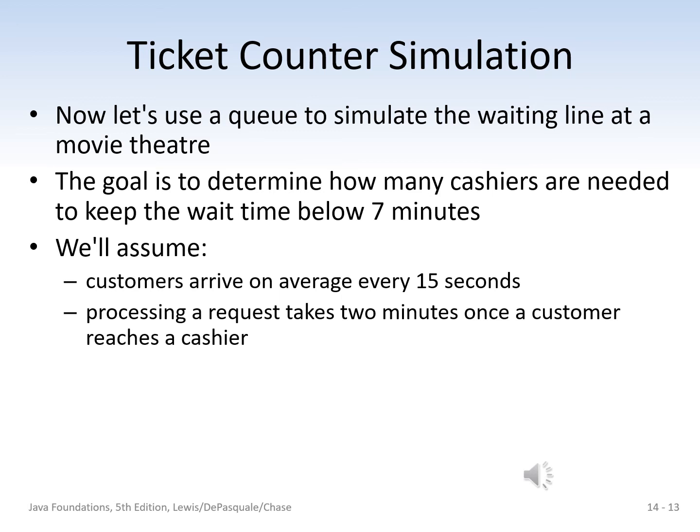So here are some assumptions for this scenario. Customers arrive every 15 seconds, and processing a request takes 2 minutes once a customer reaches a cashier. So remember, given those parameters, we want to keep the wait time below 7 minutes. Still pretty long for me. I'm an impatient person, but oh well, let's get started.